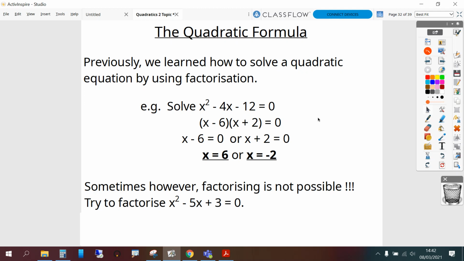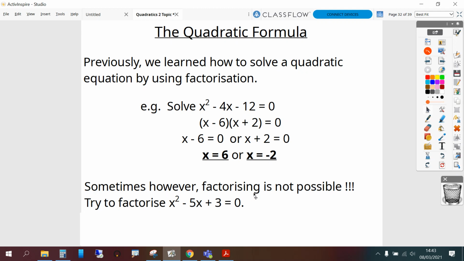Previously, we learnt how to solve a quadratic equation by using factorisation. For example, solve x squared take 4x take 12 equals 0. Put that into brackets, you get x minus 6, x plus 2 equals 0. So either the first bracket equals 0 or the second bracket equals 0. So we get answers of x equals 6 or x equals negative 2.